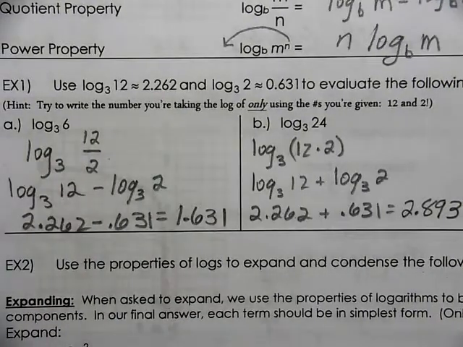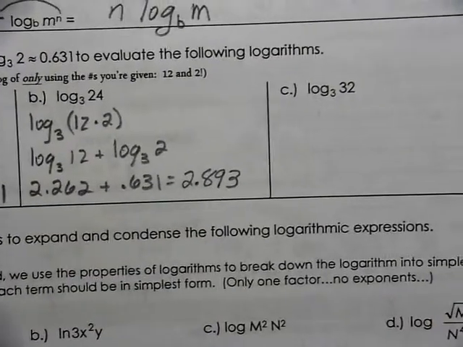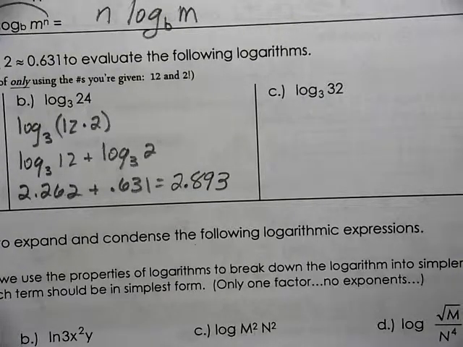Well, what about this third one? Now, it's not a requirement that we use both the 12 and the 2. We just have those at our disposal. So how can we use either the 12 or the 2, or a combination of both, to get to 32? It has to all be through multiplication.